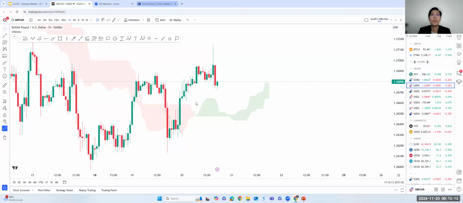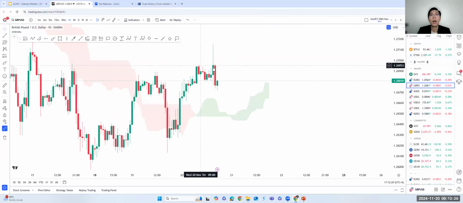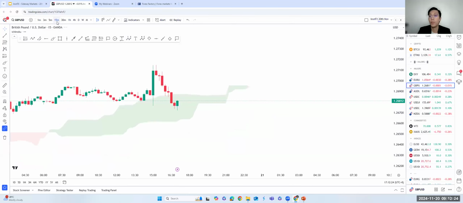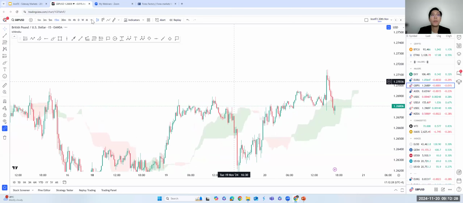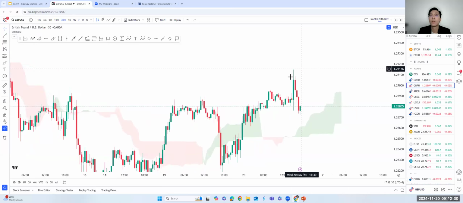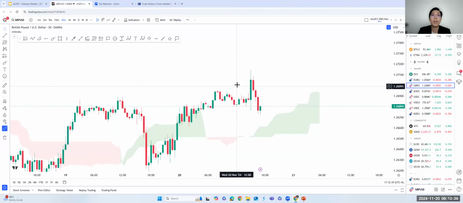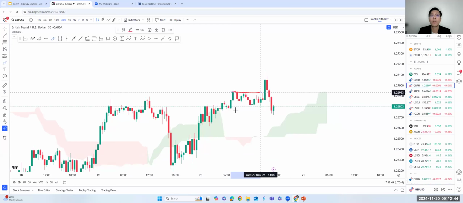Okay, so we have the GBP CPI two hours ago. This is what I mean. Let's see on 15 minutes. Okay, 3 o'clock is when the news happened, right? So you can see, even on 30 minutes, this is your range.